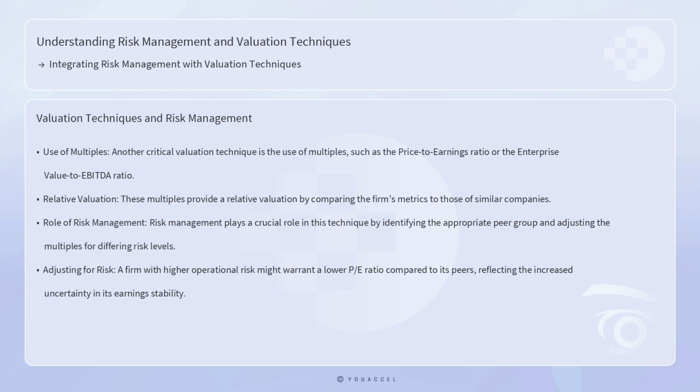Another critical valuation technique is the use of multiples, such as the price-to-earnings ratio or the enterprise value-to-EBITDA ratio. These multiples provide a relative valuation by comparing the firm's metrics to those of similar companies. Risk management plays a crucial role in this technique by identifying the appropriate peer group and adjusting the multiples for differing risk levels. For instance, a firm with higher operational risk might warrant a lower P/E ratio compared to its peers, reflecting the increased uncertainty in its earnings stability. By incorporating risk considerations into multiple-based valuations, corporate finance professionals can derive more accurate and reliable estimates of a firm's worth.